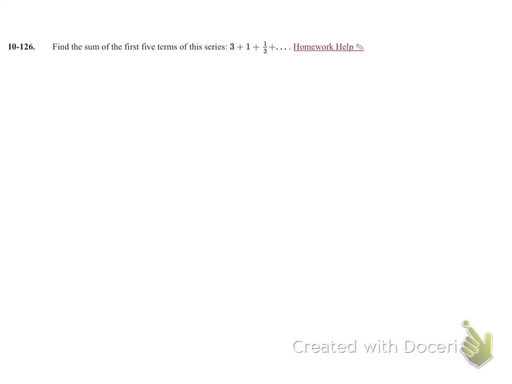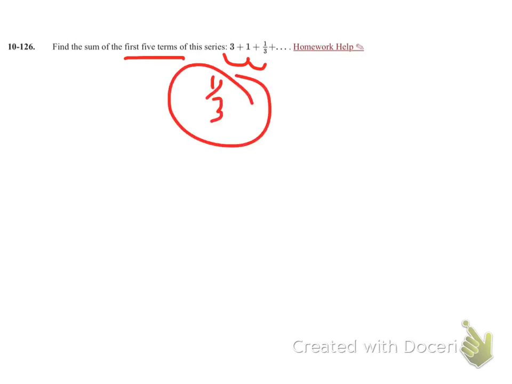Problem 126, we're taking a look at a series, and we want to go through and find the sum of the first 5 terms. First thing we need to realize with the series is what type of series are we dealing with here? Is it going to be arithmetic or geometric? So from 3 to 1 and then 1 to 1/3, we have a multiplier of 1/3. So since there's a common multiplier, this is a geometric series.